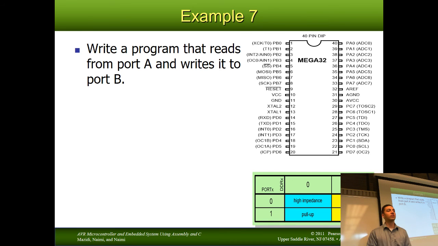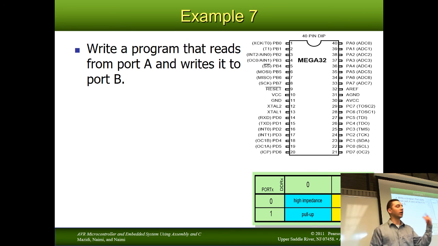So the next question is, how do we do that? What do we have to write to the bits of DDR-A to make it an input? 0. And what do we have to write to the bits of DDR-B to make it an output? Somebody else?